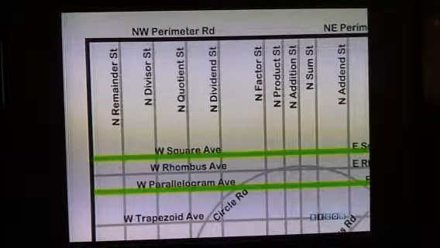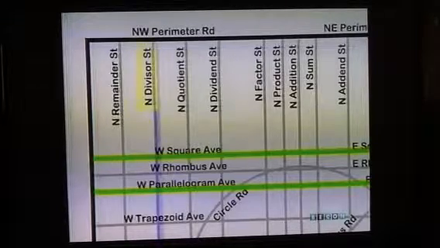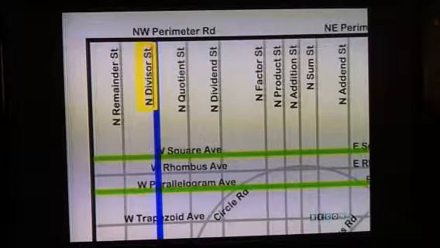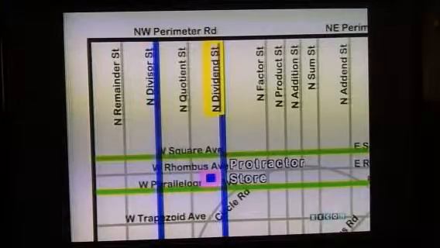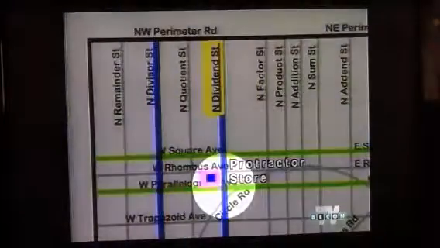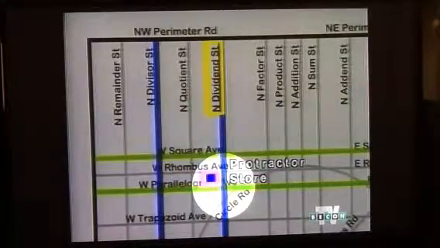That's better. Now, what's the closest intersecting street to where you are on West Square Avenue? North of Iser Street? Oh, good. I see it right here on the map. North Divisor Street. Now we're cooking. And exactly where on West Parallelogram is the store? North Dividend Street? Oh, good. That is easy. The corner of Parallelogram Avenue and North Dividend Street. We can see the intersection of those two streets on my map.